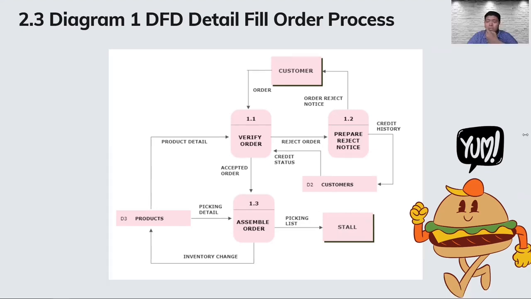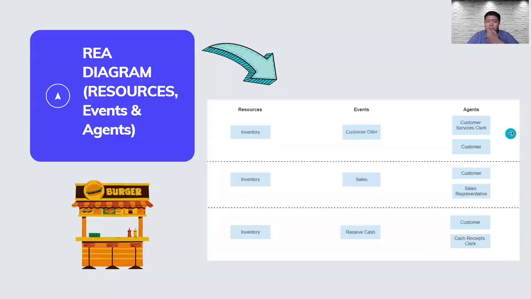Okay, before I start, my name is Wan Muhammad Shadi bin Wan Muhammad Azam. My matric number is 213344. Now I will present the REA diagram of Cabin Stall Burger.